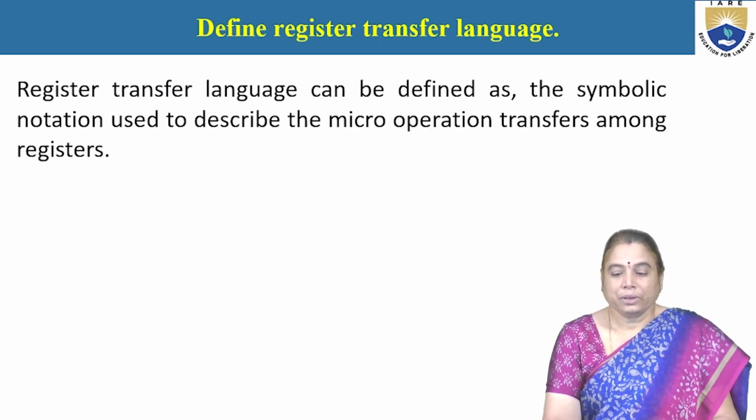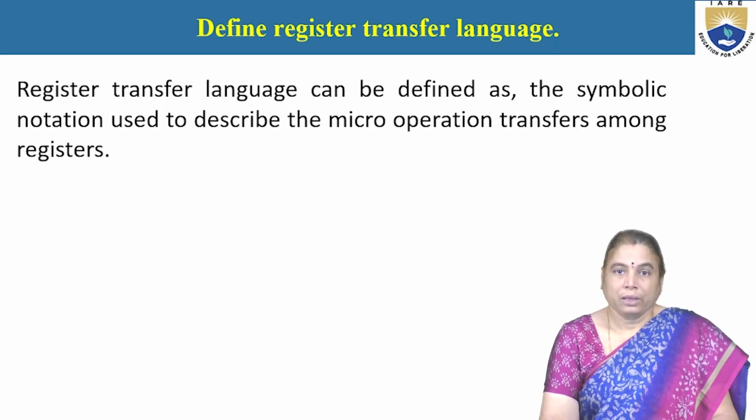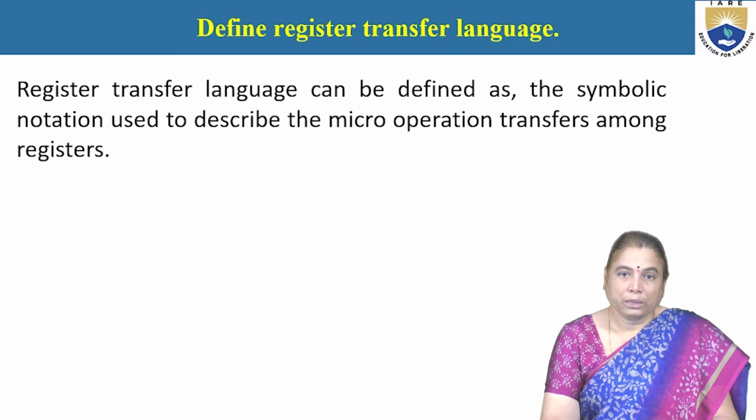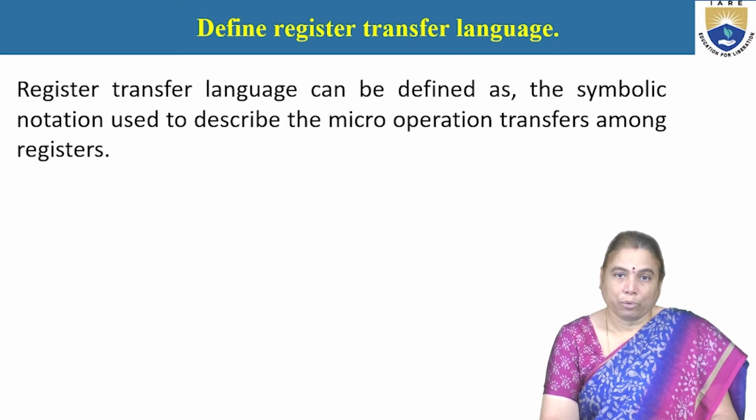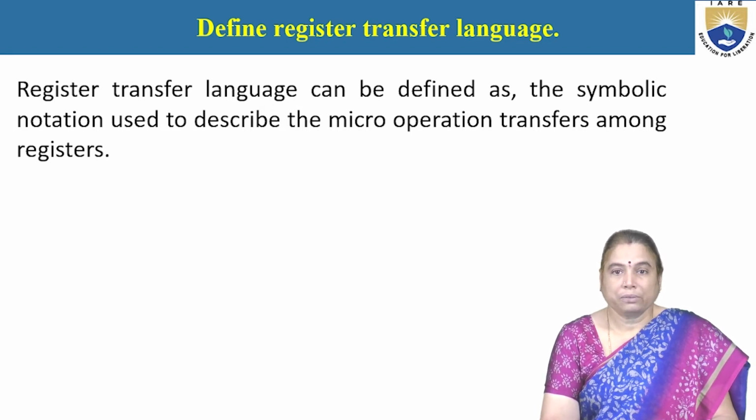Next, define register transfer language. The microprogram is a collection of microinstructions. These microprograms can be stored in the control memory or the ROM. These microinstructions can perform microoperations. The register transfer language, in short RTL, is a symbolic notation used to describe the microoperations and transfers among the registers.